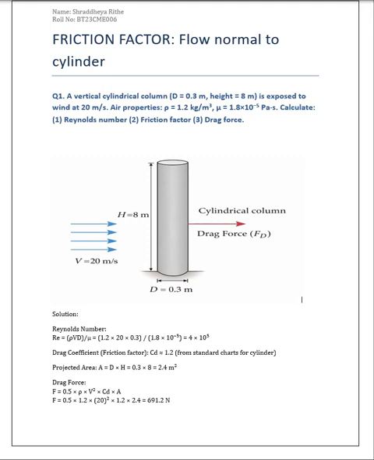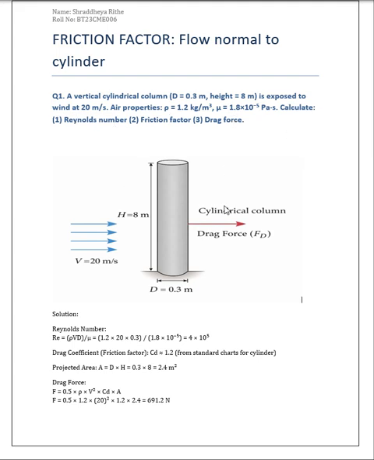Hello everyone. So my topic is friction, estimation of friction factor for flow normal to cylinders. So the question is as this: a vertical cylindrical column with diameter 0.3 meter and height 8 meter is exposed to wind at 20 meter per second. The air properties are given as density 1.2 kg per meter cube and viscosity 1.8 into 10 power minus 5 Pascal seconds. We are asked to calculate the Reynolds number, friction factor, and the drag force.